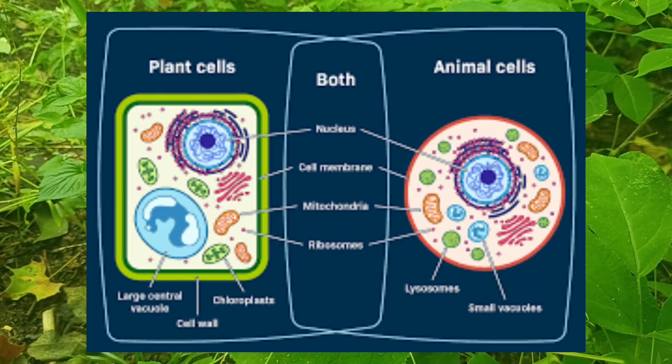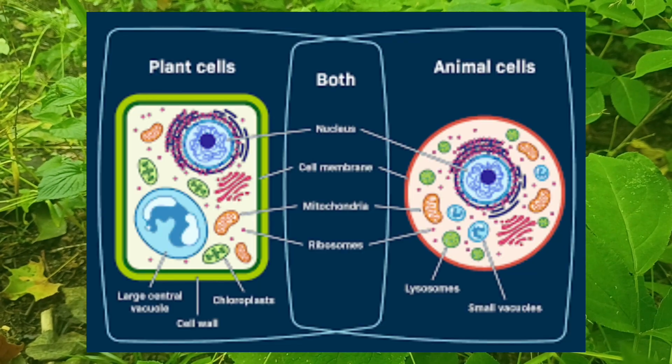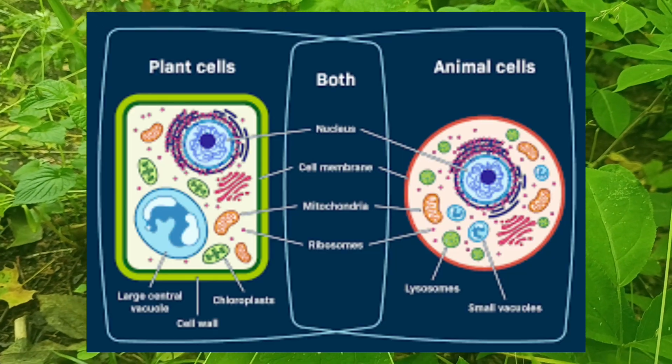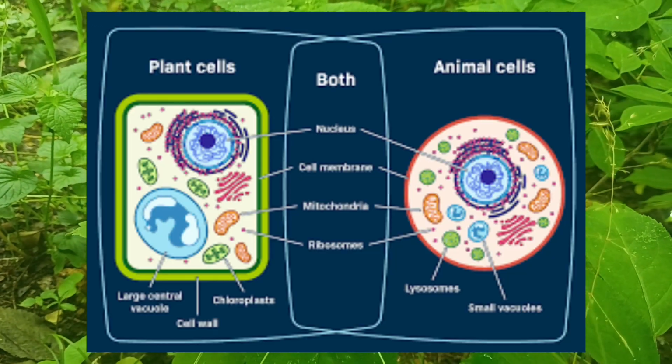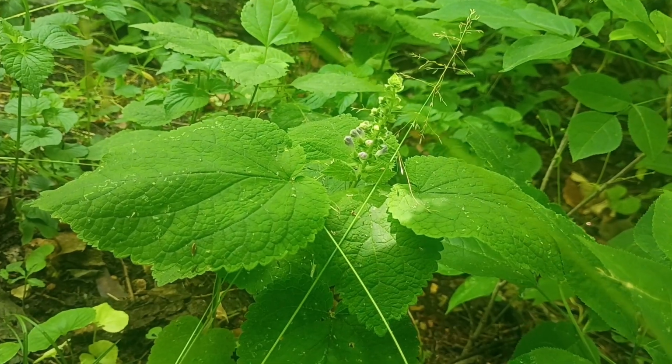And finally, we have mitochondria. This is the site of cellular respiration. This converts chemical energy, like glucose, to ATP. And it's present in both animal and plant cells, because plants also respire.